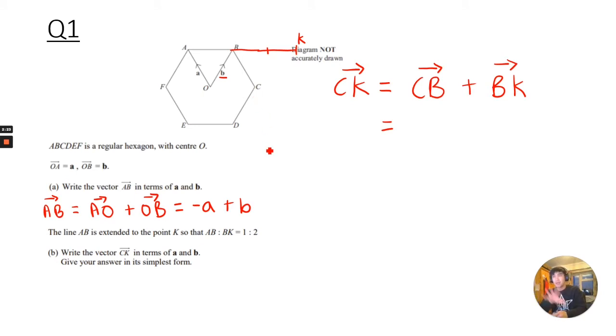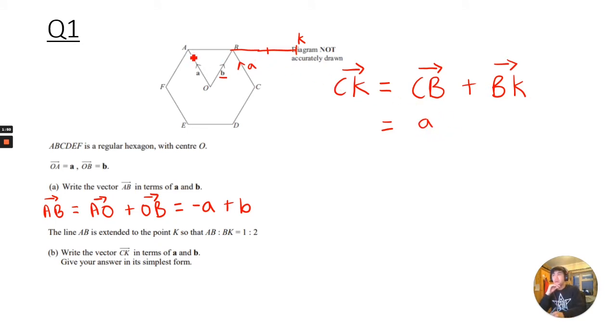But can you see, because this is a hexagon, this line O to A and this line here, these are going to be parallel lines, aren't they, because of the shape. So O to A has the same vector as C to B, it's in the same direction. So C to B, we can also call the vector A. It's the same direction.